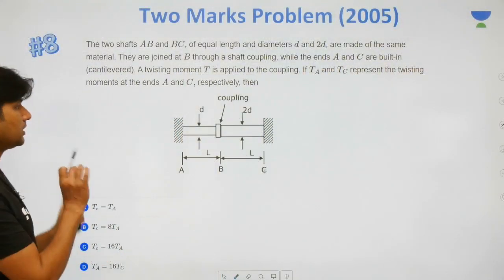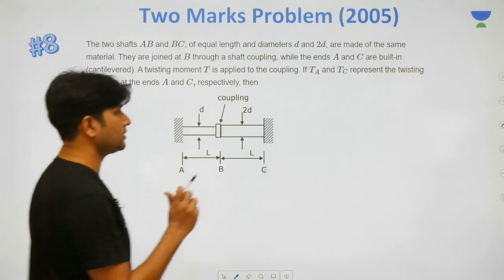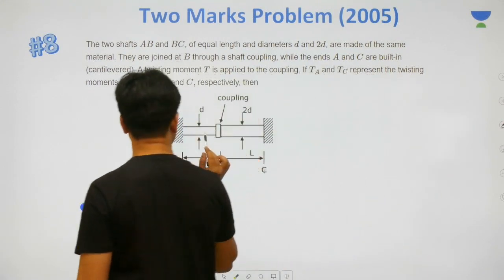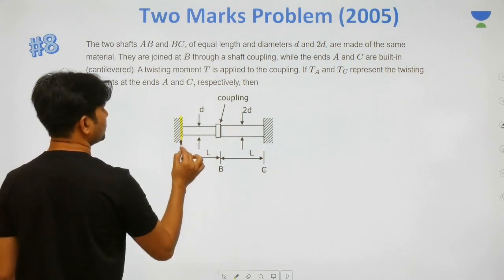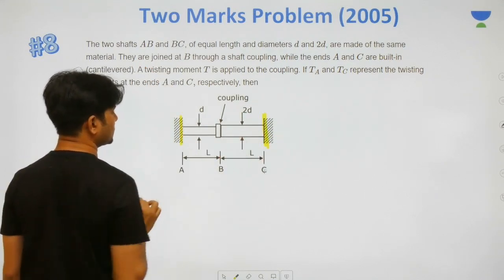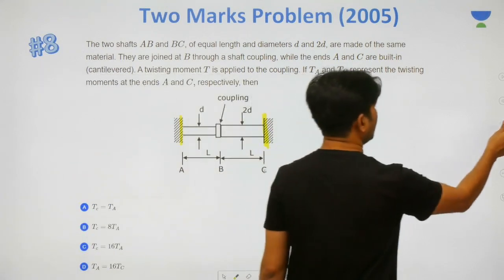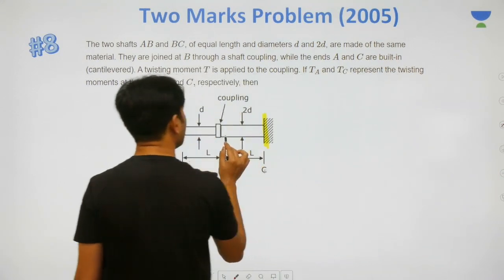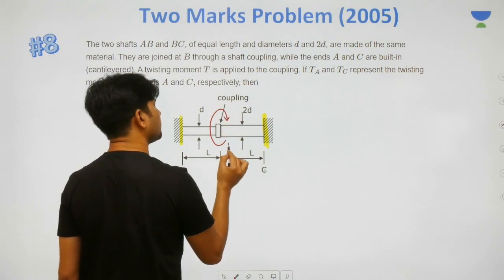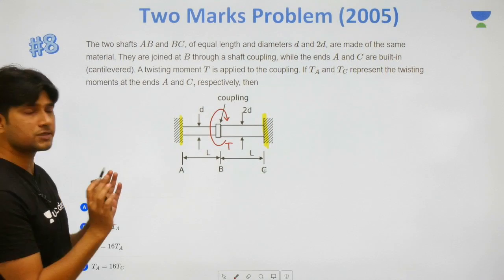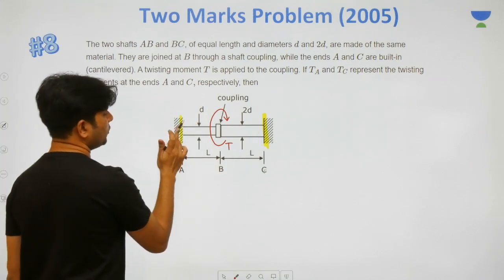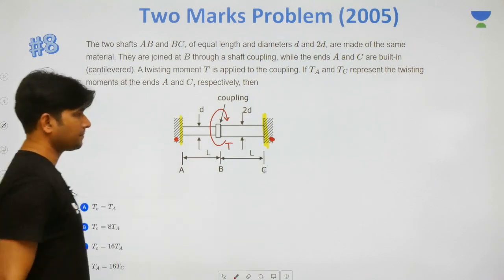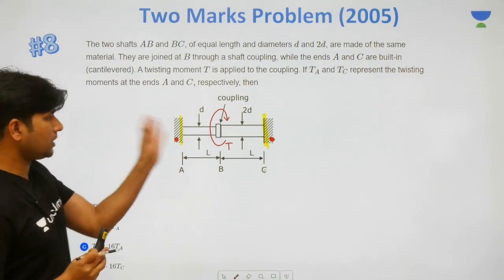As the eighth problem, let us try solving this particular problem that they asked in 2005. Let me describe the problem first of all. You have this particular shaft which is fixed here and also fixed here. At the junction, we are applying a twisting moment, let's say T. Then they are asking the relation between the twisting moment resistance available at A and at C, that is, the relation between TA and TC.